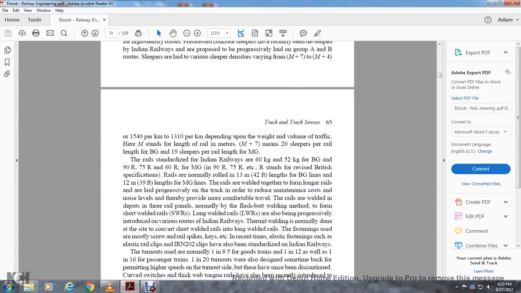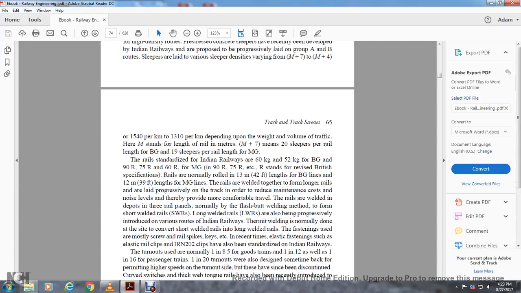The rail standardization for Indian Railways: 60 kg and 52 kg for broad gauge, and 90R, 75R, 60R for meter gauge. R stands for Revised British Specification Rails, normally rolled in 13 meters length for broad gauge and in 12 meter length for meter gauge.